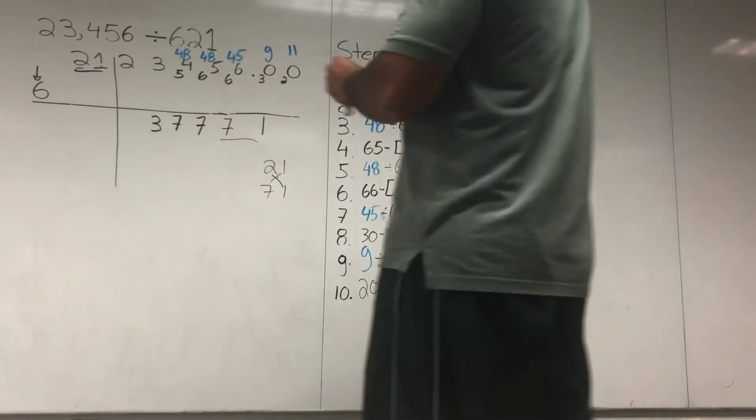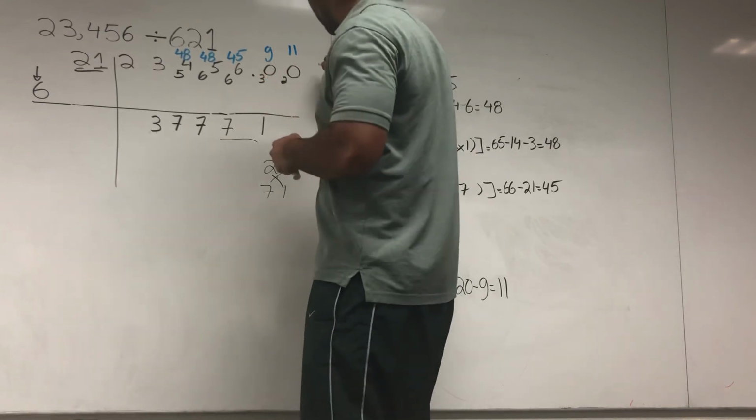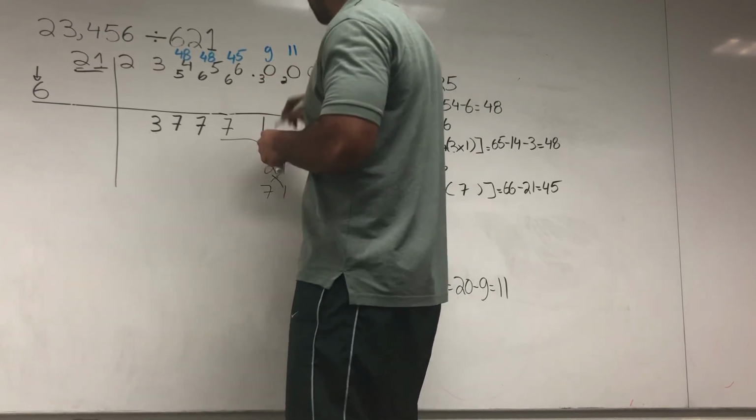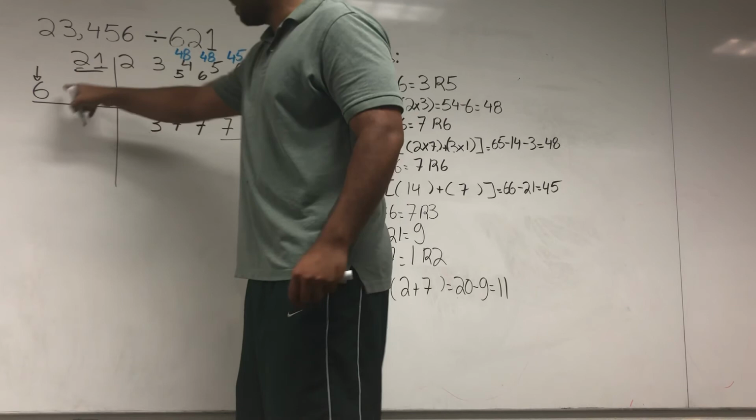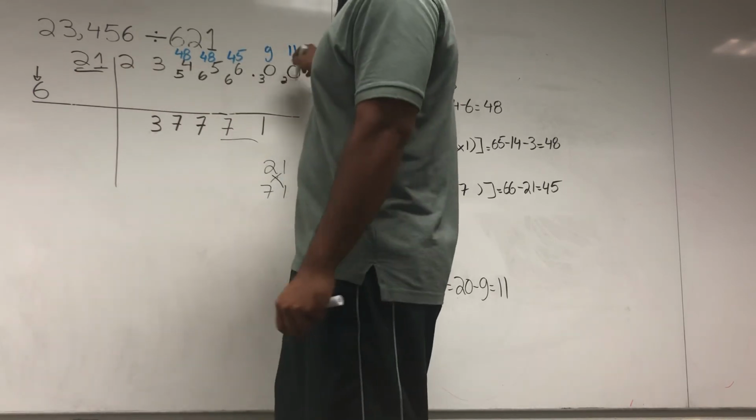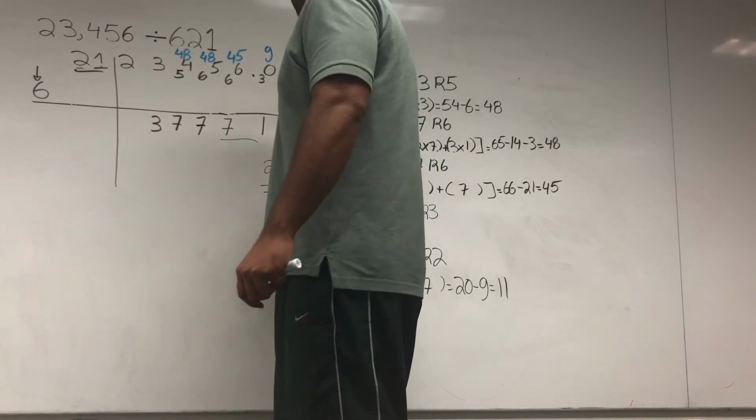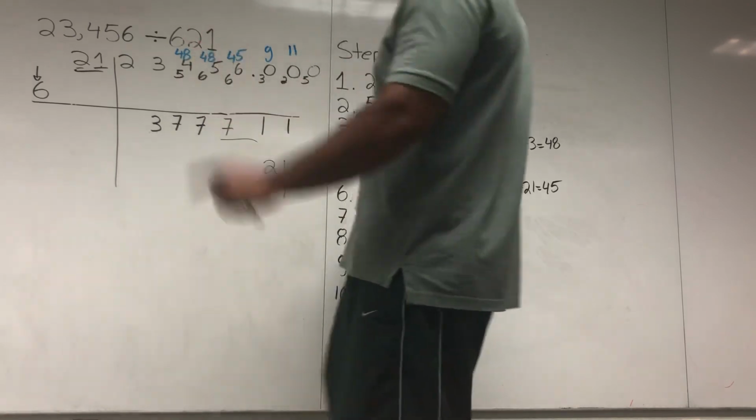Okay? And you know what? Let's just finish this step mentally. I'm going to add another 0. It's already adjusted. How many times does 6 go into 11? Once, remainder 5. And let's stop there.